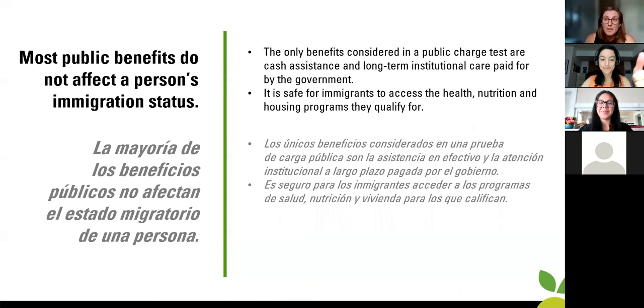Also, emergency assistance, including the pandemic and COVID-19, such as tests or vaccines or payment controls and impact payments, they're also not part of it. And financial assistance with help with food are also not part of public charge.